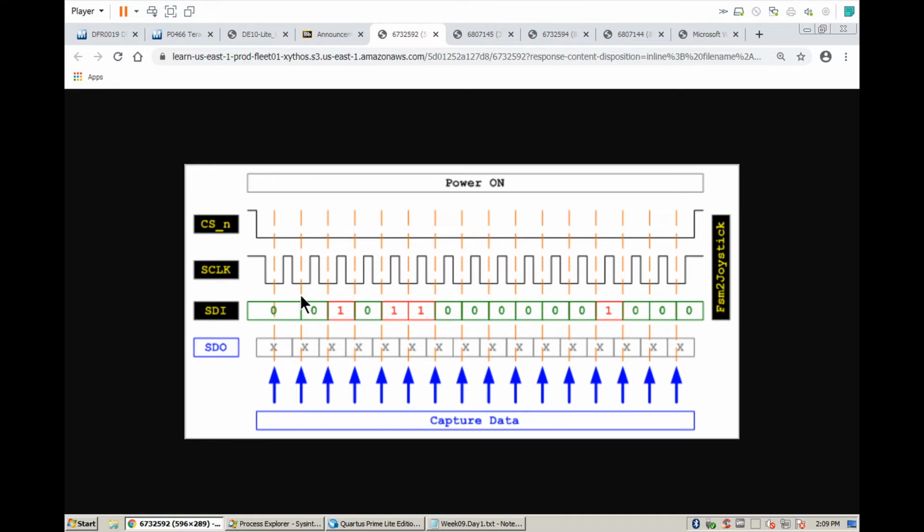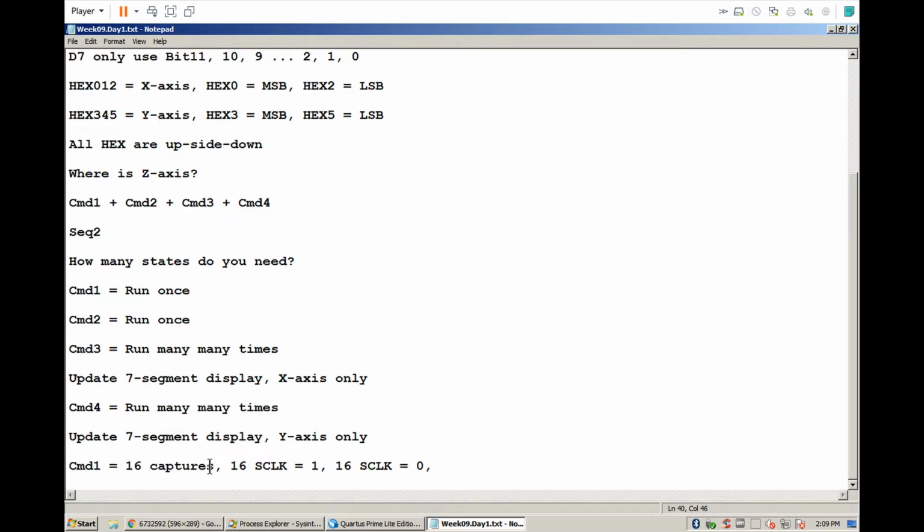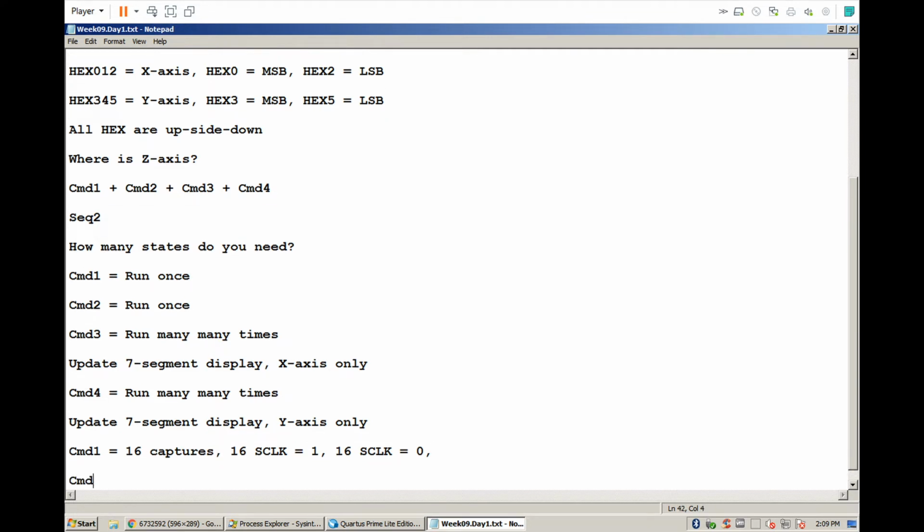While you're capturing, SDI is not changing and S clock is not changing. So from 1, 0, capture, there are 3 states you need. If you do the math, it's equal to 16 for the S clock equal to 1 plus 16 for the S clock equal to 0 plus 16 capture. So this is 48 states.